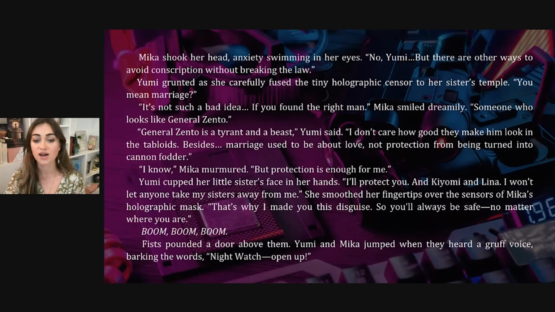Boom, boom, boom. Fists pounded a door above them. Yumi and Mika jumped when they heard a gruff voice barking the words, "Night Watch, open up!"